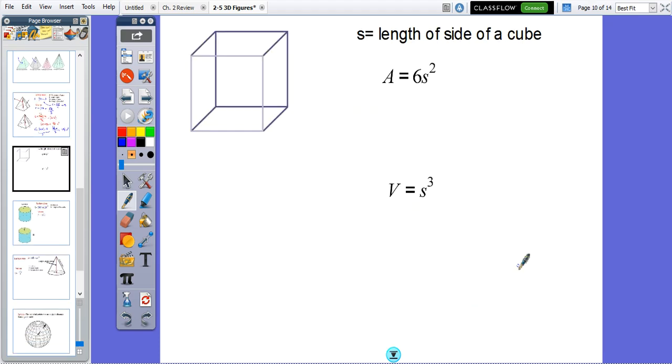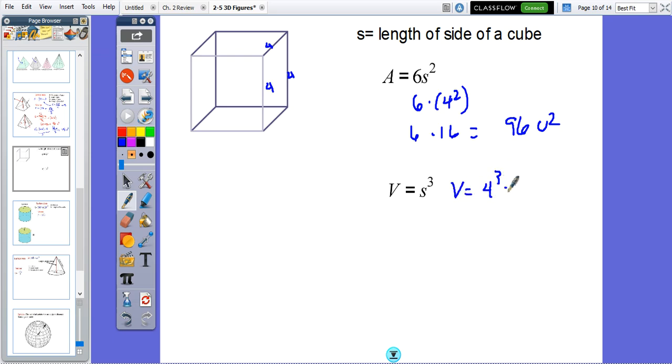Let's look at a cube. A cube is a special kind of prism, and we bring it up because you'll run into problems like this, where it says, hey, you got this square right here, right? And let's say they're all 4s. So 4, 4, 4. If one side is 4, they're all 4. So for the area, you'll say, hey, that's just 6 times 4 squared. So we square the 4, we get 16. We take that times 6, we get 96 units squared. And for volume, it's even easier. You say volume equals 4 cubed. So that's 4 times 4 times 4, which gives us 64 units cubed.